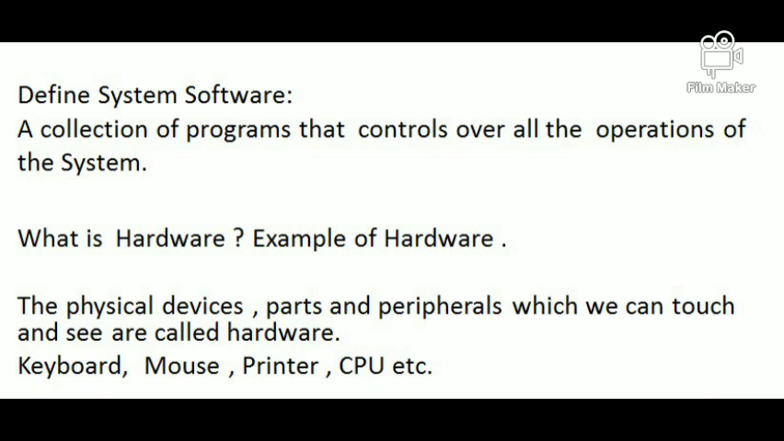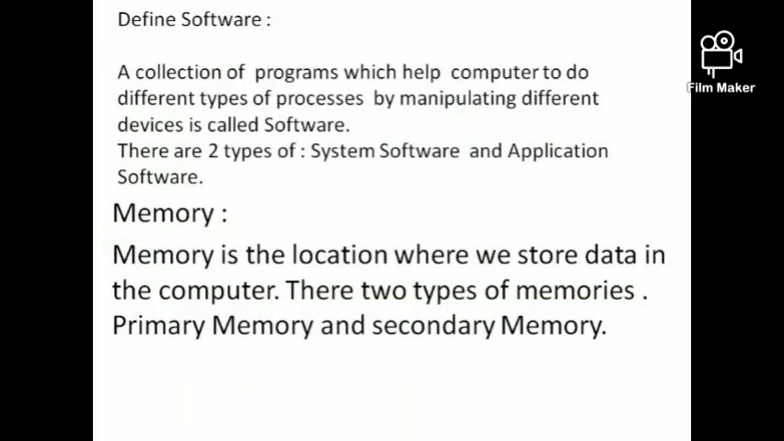Next question, what is hardware? The physical devices, parts, and peripherals which we can touch and see are called hardware. Keyboard, mouse, printer, CPU, etc. are known as hardware. Now we are going to define software. A collection of programs which help the computer to do different types of processes by manipulating different devices is called software.